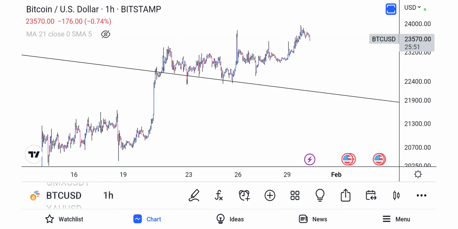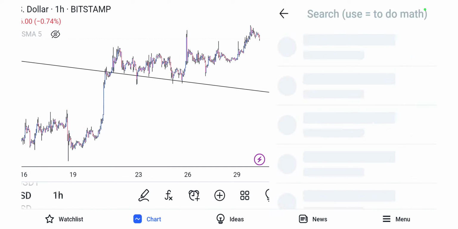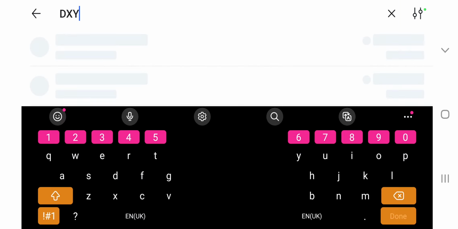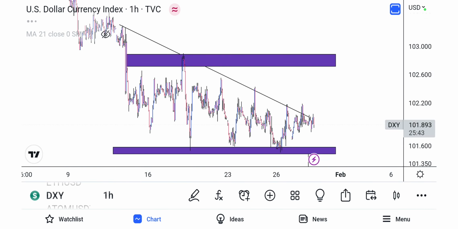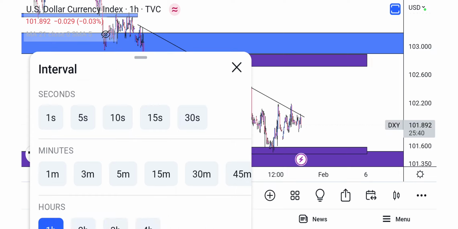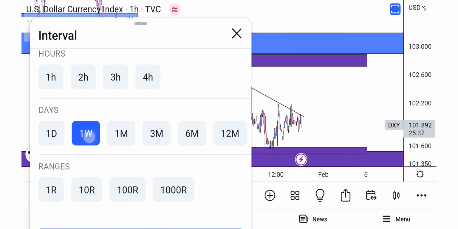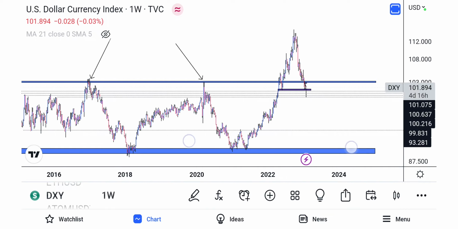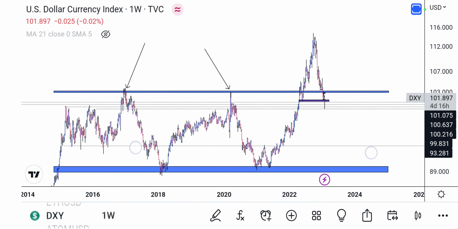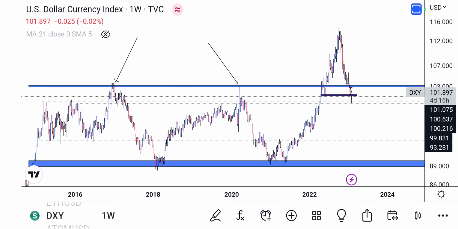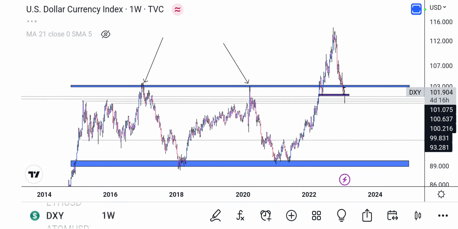Without further ado, let's dive right into this. So the XY first. This is the XY. Let me start from the weekly time frame. Weekly time frame, very, very important. If you guys can still remember, let me zoom this. We've been talking about these levels here for some time now, and you can see how price has managed to come back inside this range.